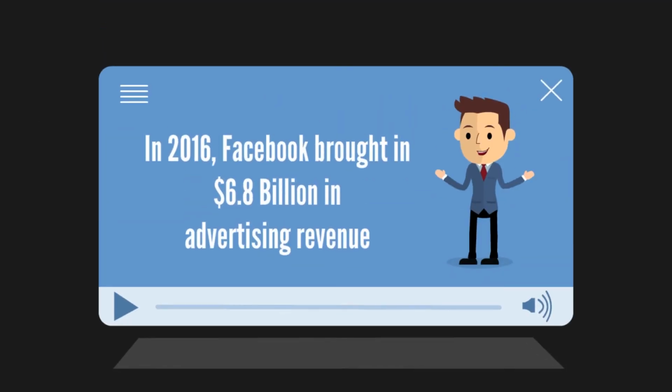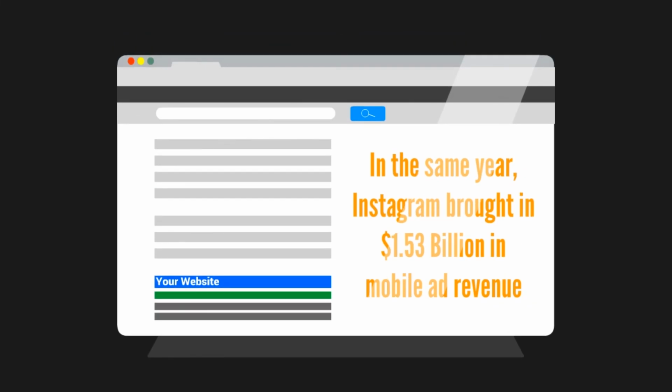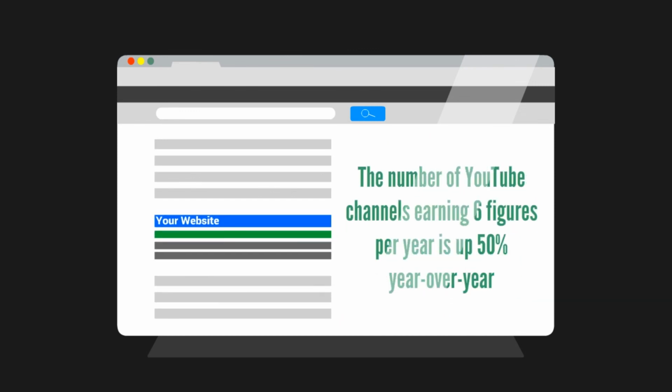In 2016, Facebook brought in $6.8 billion in advertising revenue, up from $4.3 billion the year before. In the same year, Instagram brought in $1.53 billion in mobile ad revenue. The number of YouTube channels earning six figures per year is up 50% year over year. Hard not to see where this is going.